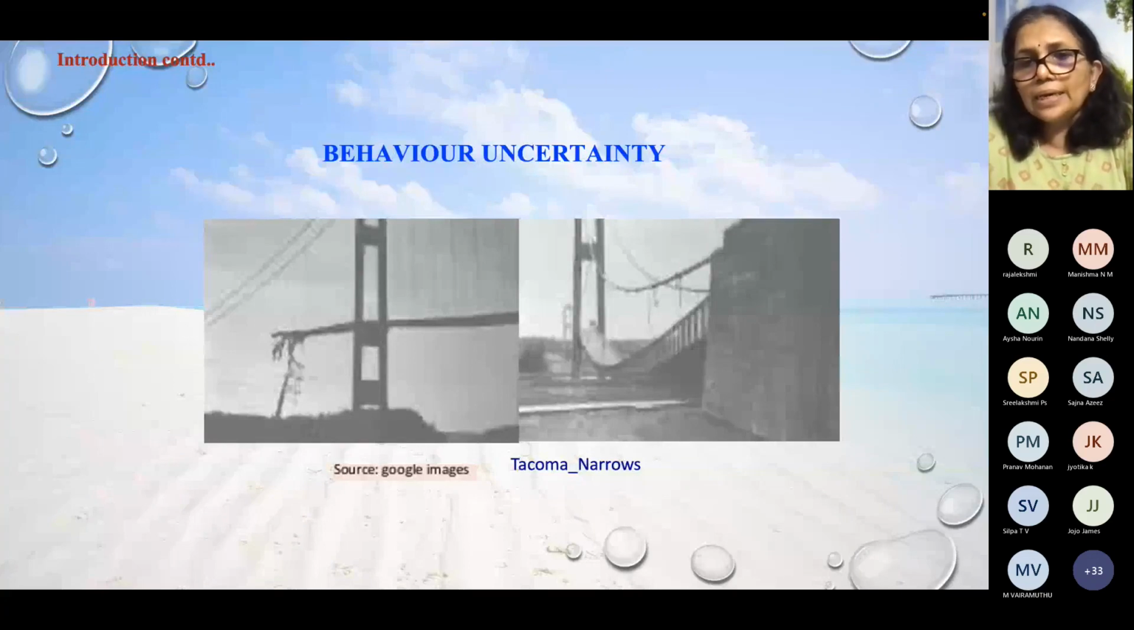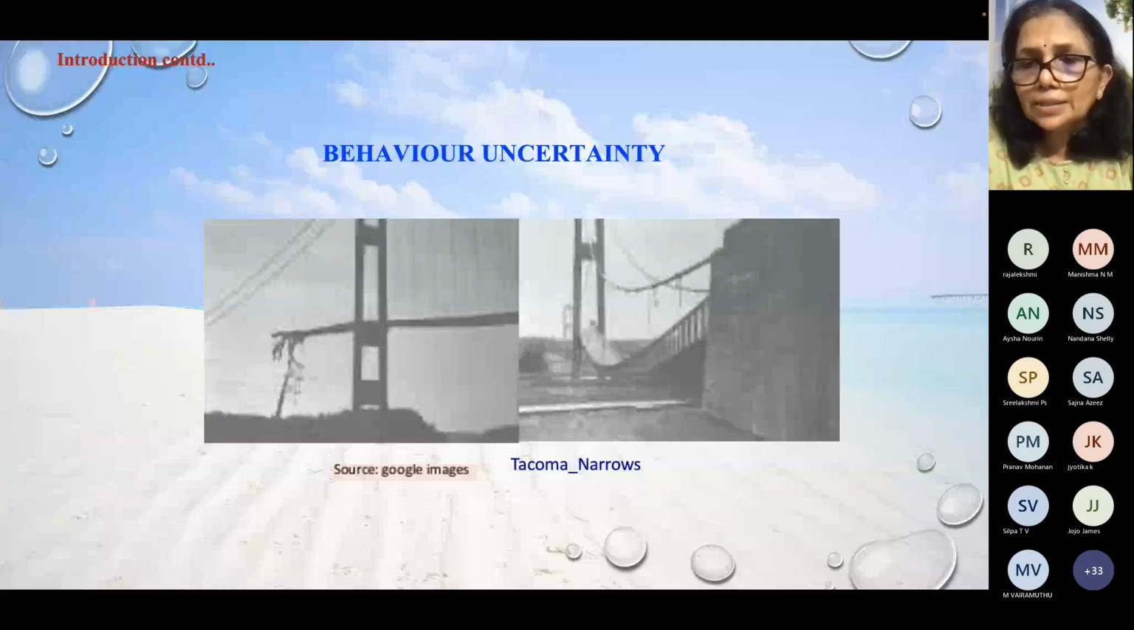And some people lost their lives also. Please Google it and see. It is a very, very interesting case. Okay, so you'll be able to see how it is. Somebody was able to capture this resonance happening and the whole failure. It is available on the internet. Please Google it and just see that.